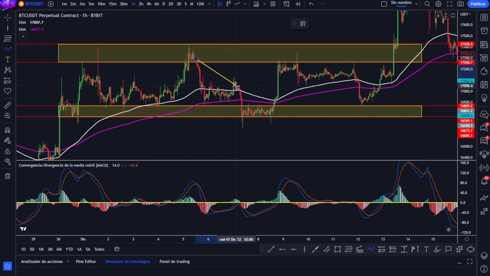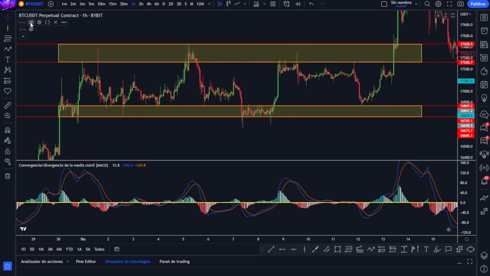For example, we know that the price is falling and we have this whole support zone, so there would be a higher probability that the price would bounce and start going up again, looking for the top. This, even for more experienced traders, could be done by hiding the EMAs, because we already have the information of both the range and the support and resistance.